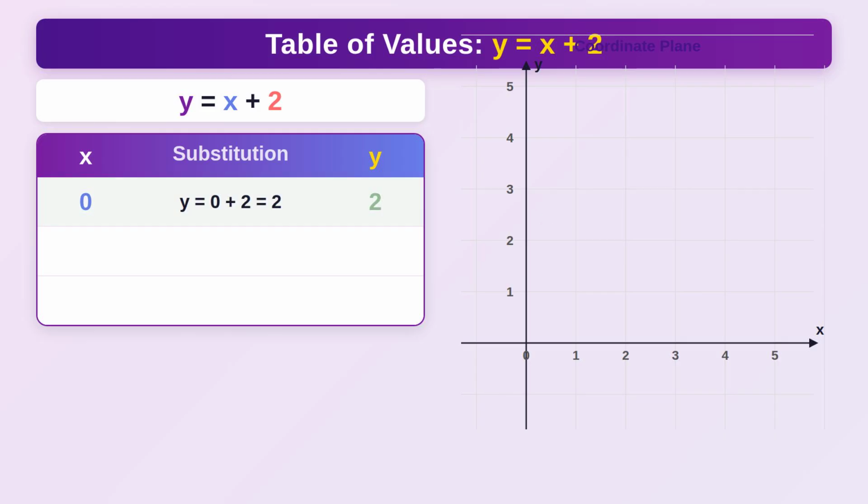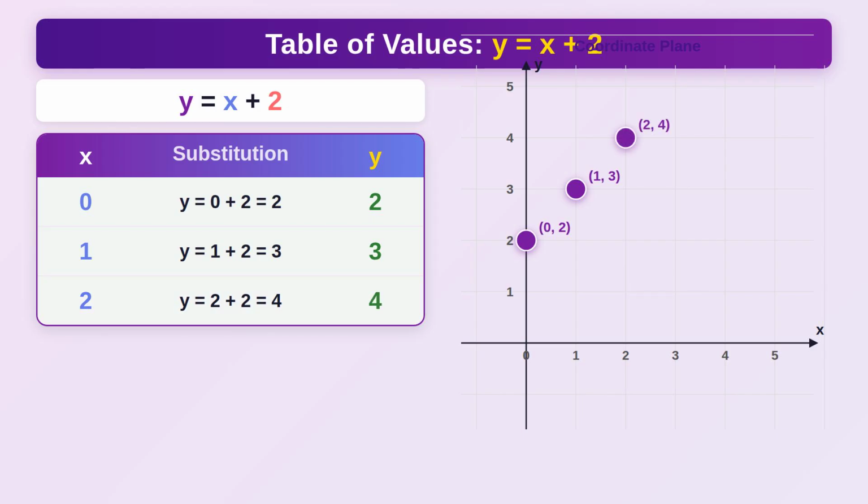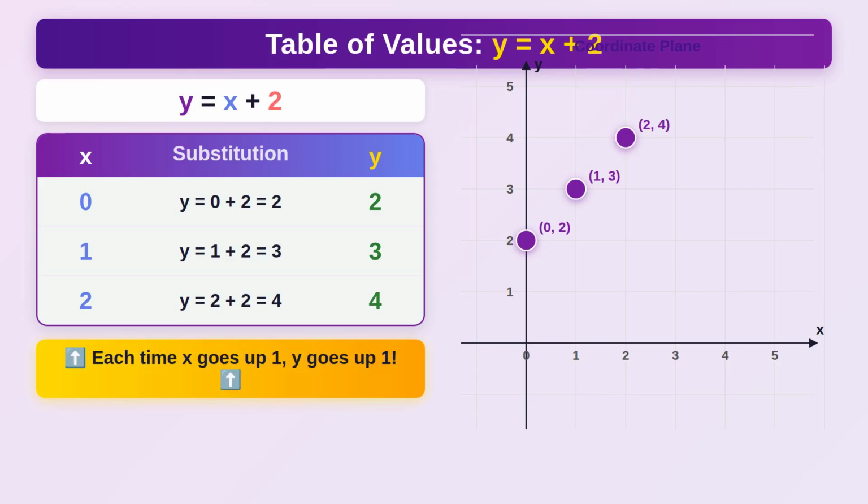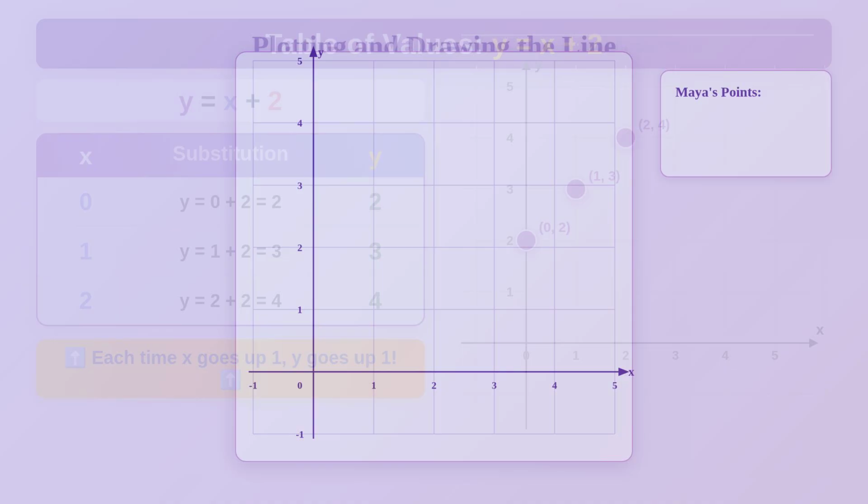Let's fill in Maya's table for y equals x plus 2. First, let x equal 0. Plug it in. y equals 0 plus 2, so y equals 2. Our first point is (0, 2). Next, let x equal 1. y equals 1 plus 2, so y equals 3. Second point, (1, 3). Finally, let x equal 2. y equals 2 plus 2, so y equals 4. Third point, (2, 4). 3 points, we're ready to graph. See how each time x goes up by 1, y also goes up by 1.